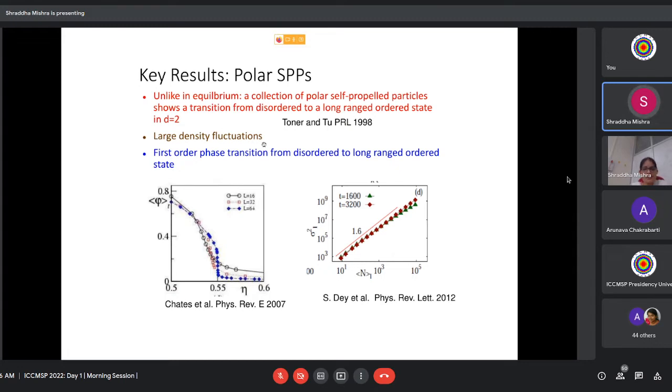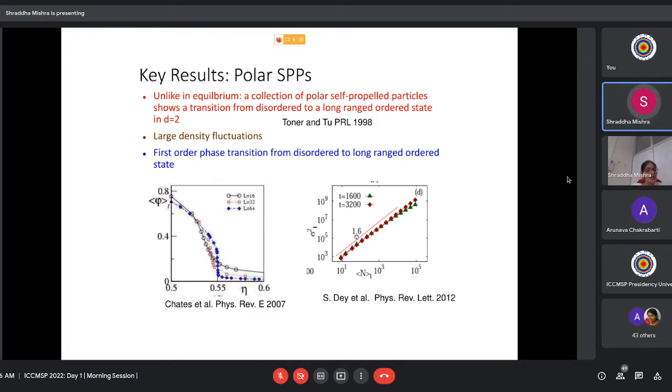Another key result of this system is that if I calculate the density fluctuation in some small subcell in the whole system, in the usual equilibrium system, if the system is away from the phase transition, the density fluctuation in the small subcell, the delta n square, the variance sigma square, is proportional to n. But in this system, this variance is a giant. For the nematic or apolar system, it is proportional to n square. But for the polar system, it has been found that the exponent is not 1, it's not linear, but it's larger than 1, and it's 1.6.